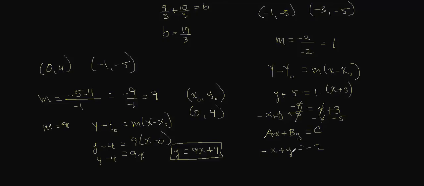And of course, this looks a little awkward with a negative in the front, so we're going to multiply everything by -1. So if we do that, that will give us a positive x minus the y, and then a negative times a negative will be a +2. So this one looks a little better, and from here we can see that this is a linear equation in standard form.